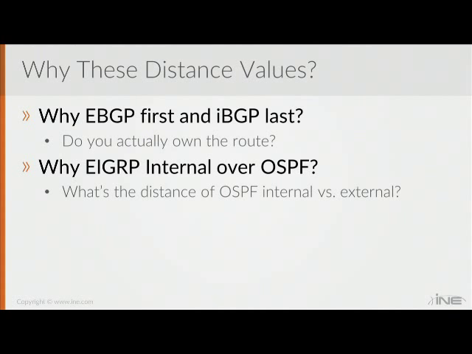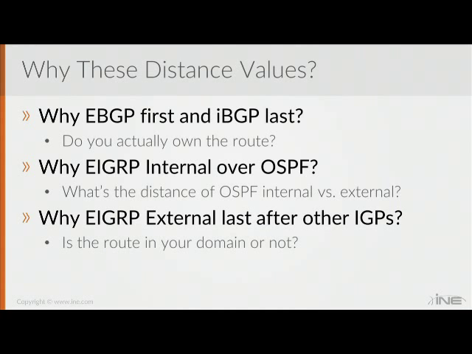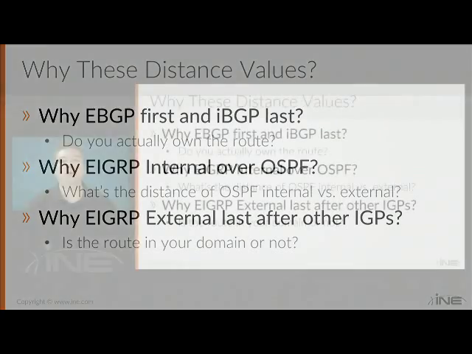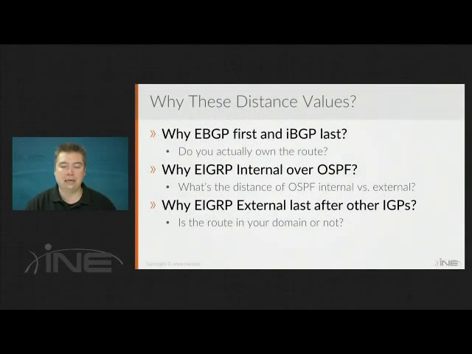Now another case here would be the opposite of this. So we're preferring internal EIGRP versus the other IGPs, but the opposite is also true. We're choosing external EIGRP last after the other IGPs. Because again, the issue is the route is probably not within your own routing domain. If you are learning the route externally versus internally, the internal protocol is already going to have more visibility about the state of the network than the external protocol is.